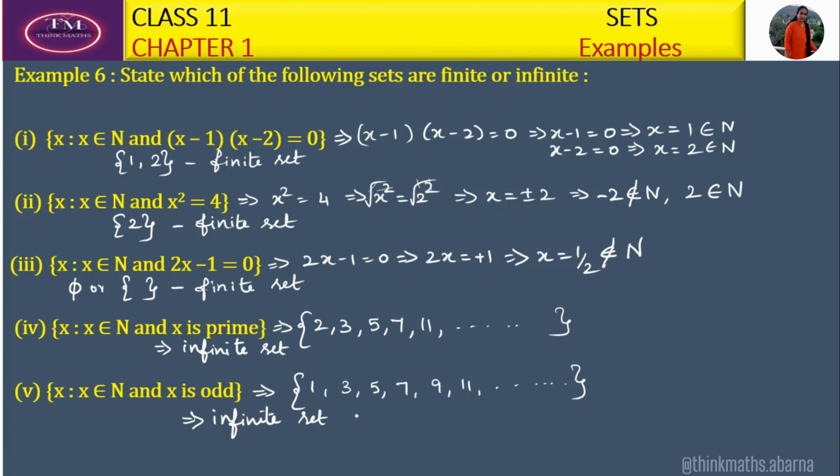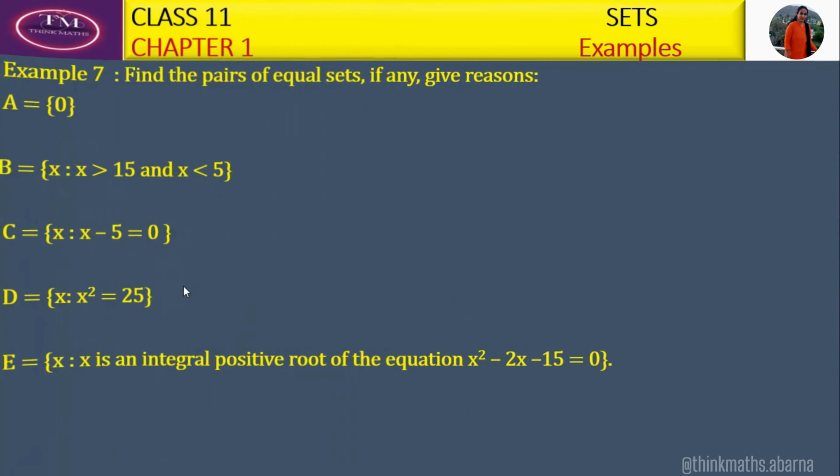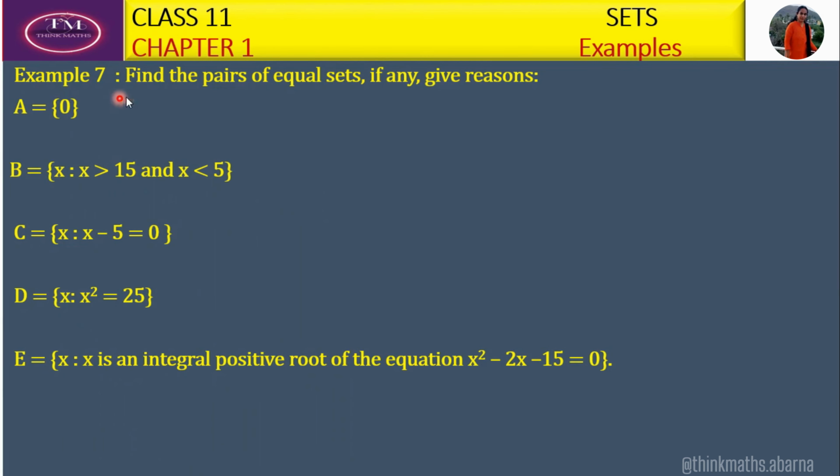So now you are clear with finite and infinite sets. Moving on to the next example on the next page. Example 7: Find the pairs of equal sets, if any, and give reasons. Equal sets, we write as A equal to B. When will A be equal to the set B?